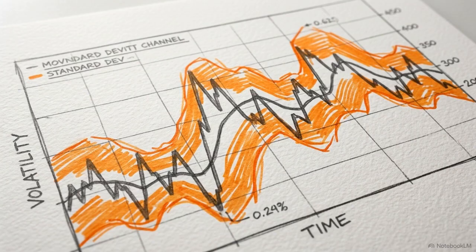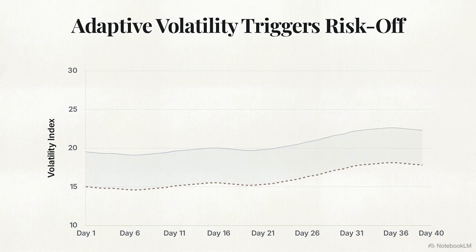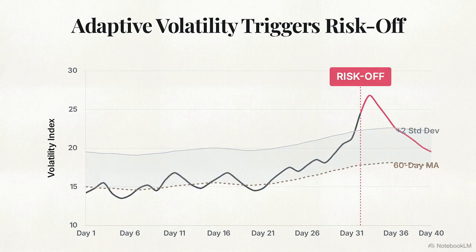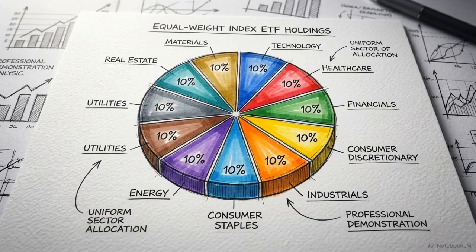The patch is a dynamic volatility overlay. By triggering risk off when the VIX moves 2 standard deviations above its 60-day average, the model adapts to the current volatility environment. We also see risk in the equal weight breadth requirement.